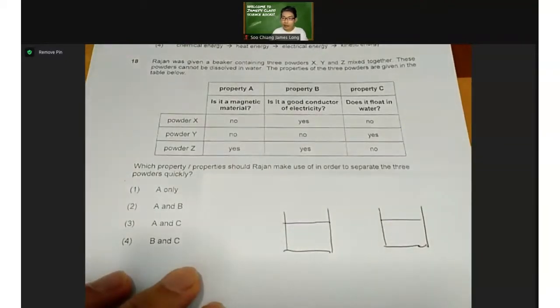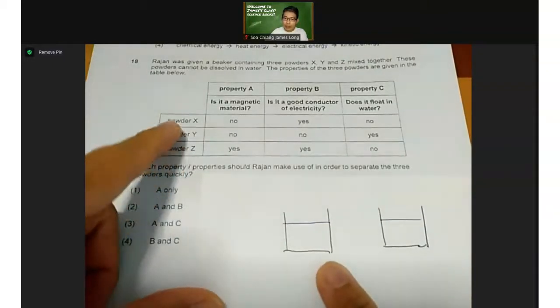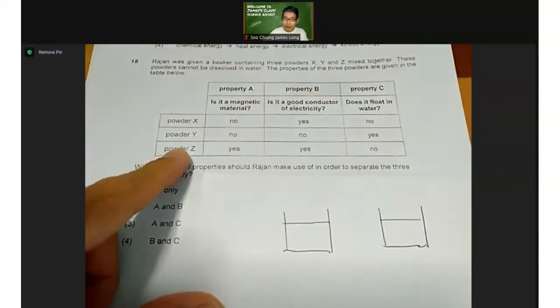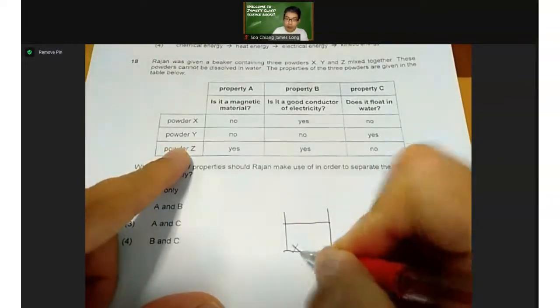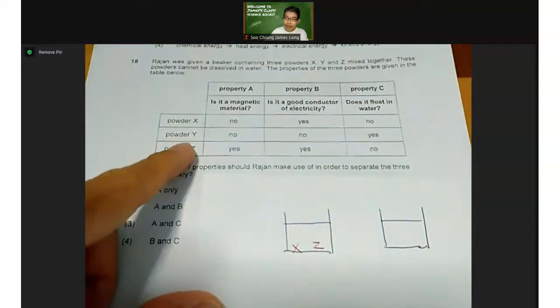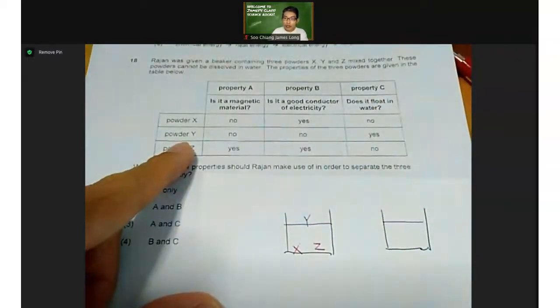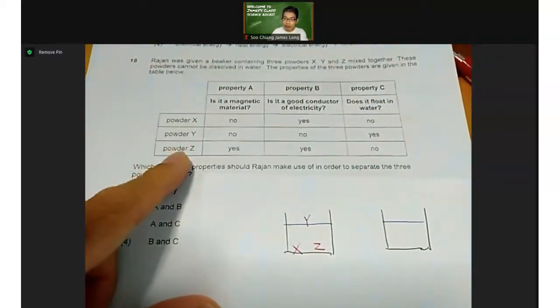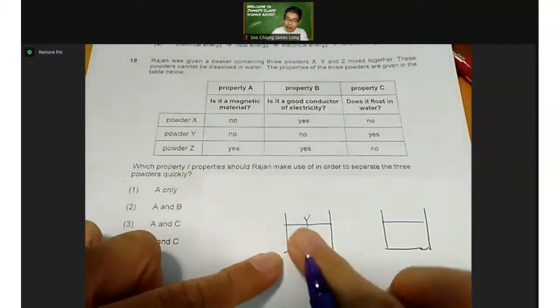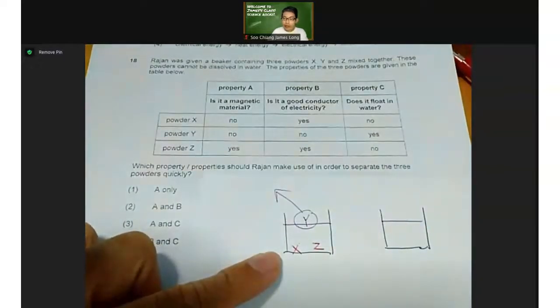I like the idea about floating because things that don't float will sink. So for example, let's say he pours X, Y, and Z into some water. Now we know that X and Z will sink. So let me write down: X will sink to the bottom, Z will sink to the bottom, and Y, hooray, will float. So Y is on top of the water. Just by pouring the 3 powders inside some water, he will get Y that's floating, and he can scoop this out. So he has separated Y.